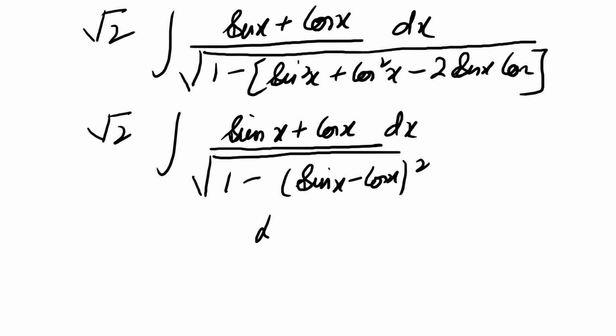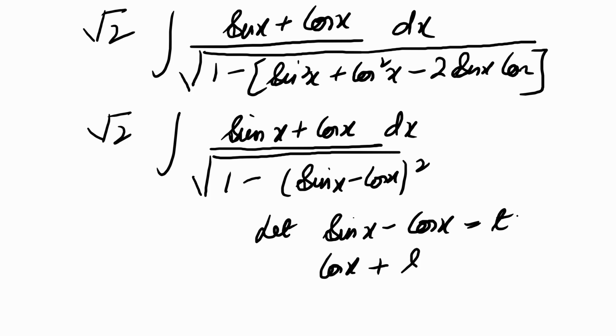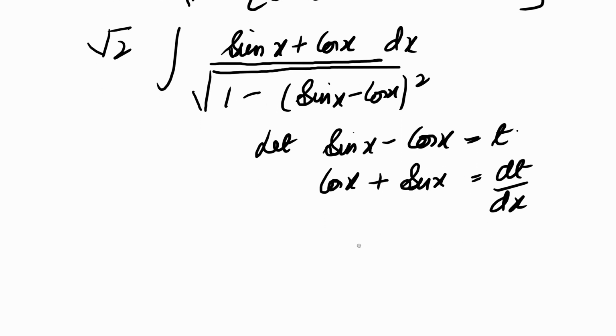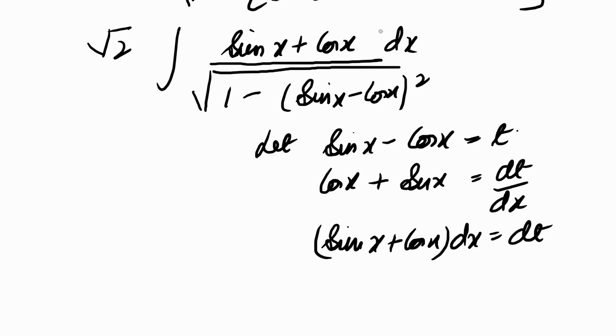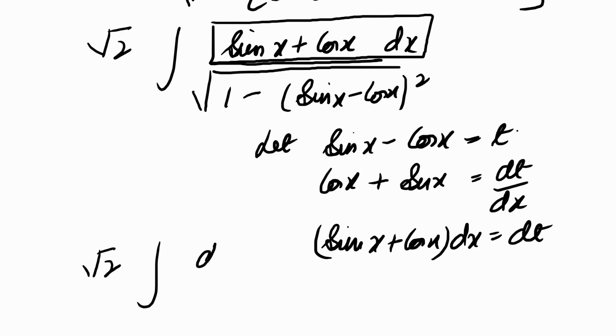Now see, I will let sin x minus cos x equal t. So I will get cos x plus sin x as dt by dx, and it will be sin x plus cos x dx equal to dt. Instead of all of this, I can simply write dt. So I can write the integration of root 2 dt over under root 1 minus t square.